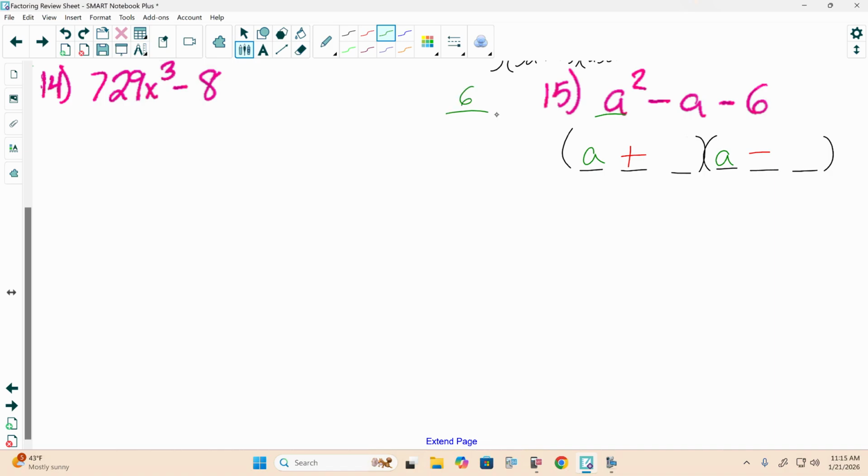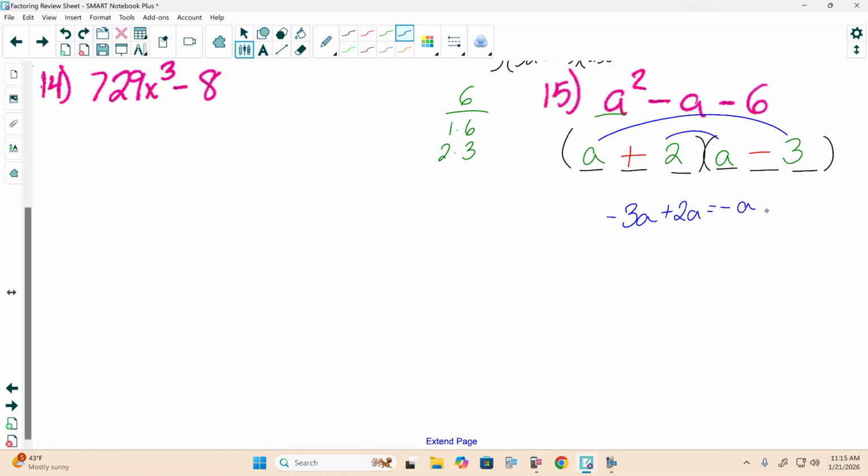Now, factors of 6. 1 and 6, 2 and 3. Which one do we want to try first? 2 and 3. Where do you want to put the 2, with the plus or minus? Plus, 3 with the minus. Last thing we want to do is check. Make sure we got the correct middle term. A times negative 3 is going to be negative 3a. 2 times a is going to be positive 2a. Negative 3a plus 2a, negative 3 plus 2 would be negative 1a or negative a.